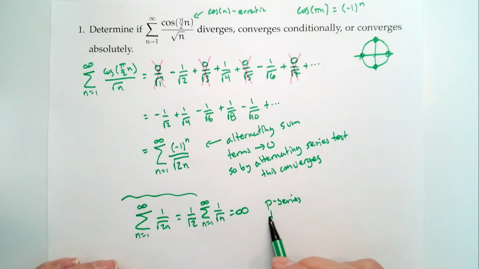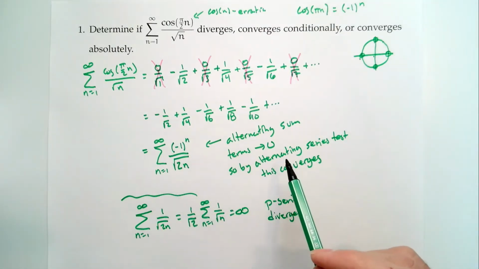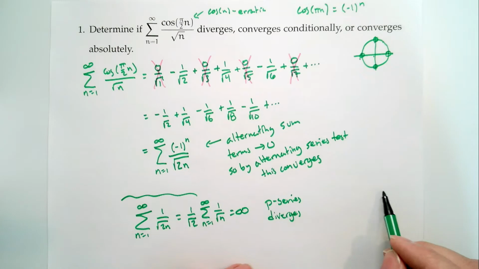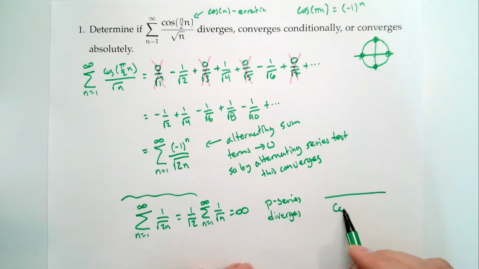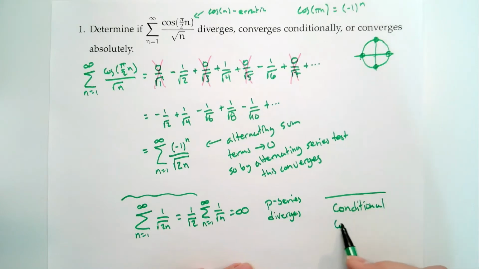And this diverges. The reason it diverges, if you look at the exponent, is that it's n to the 1/2. So the original sum converges by the alternating series test. The absolute value of the sum diverges by the p-series test. If we put that together, we come to the conclusion that this is conditional convergence.